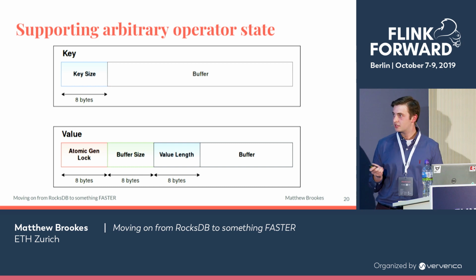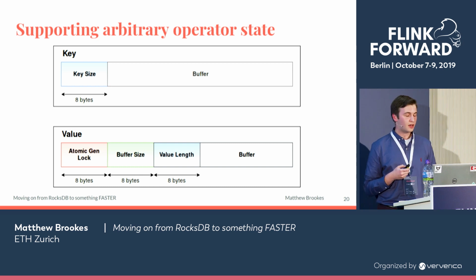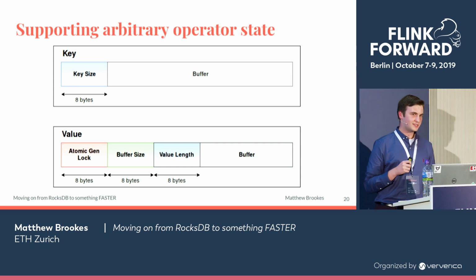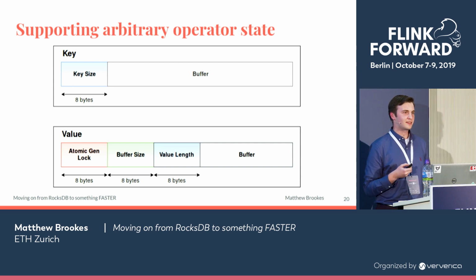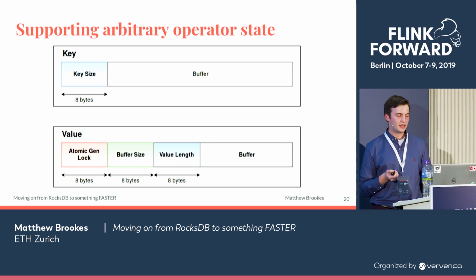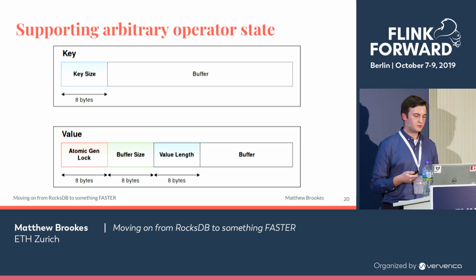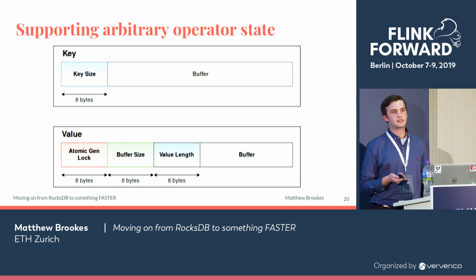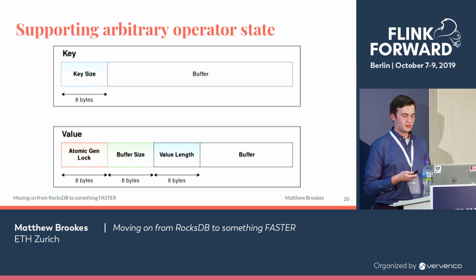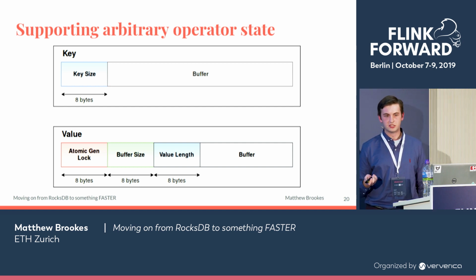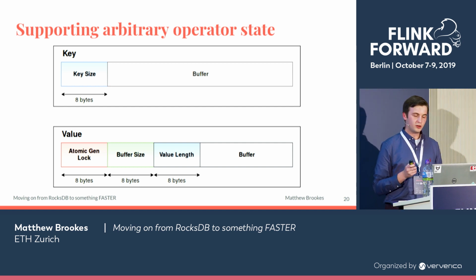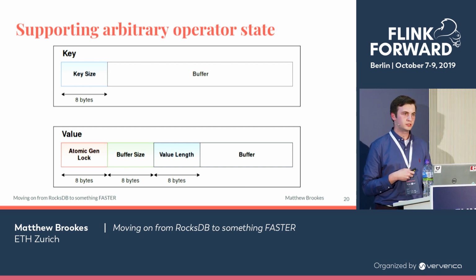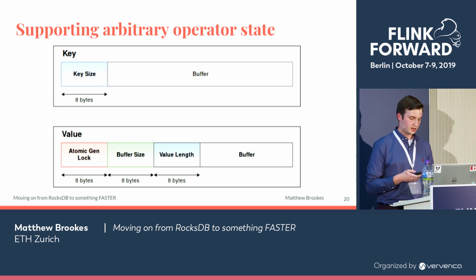And then the last thing we have in this value type is an atomic gen lock. So I said a couple of slides earlier that FASTER was really nice and lock-free, super scalable. But the reality is, if we want to store just an arbitrary byte array, then we have to protect against multiple threads changing a value at the same time. So we put a lock in there, and writers have to acquire the lock before they're able to make a change.